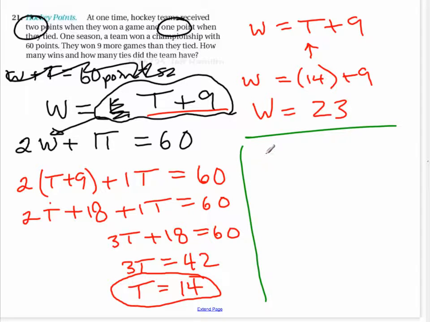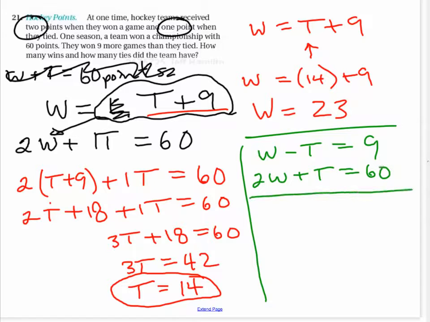So I'd have to rearrange that first equation. I might rearrange it as W minus T is equal to 9. And the second one is 2W plus T is equal to 60. Notice in this case the T's have the same coefficient. One's minus and one's plus, so I can add the two equations. So W plus 2W would be 3W. Minus T plus T cancels. And then 9 plus 60 would be 69.